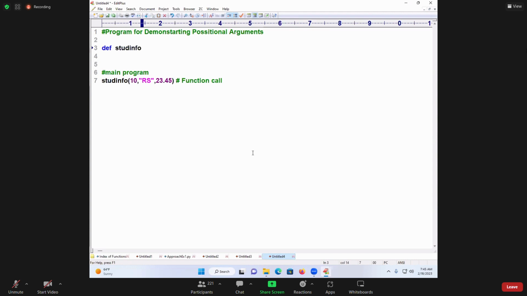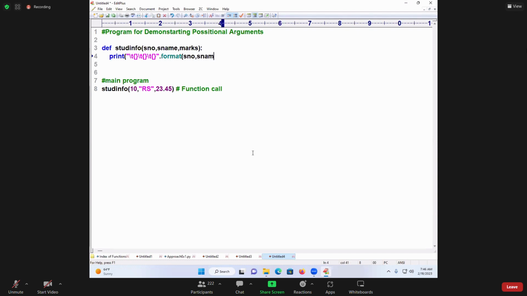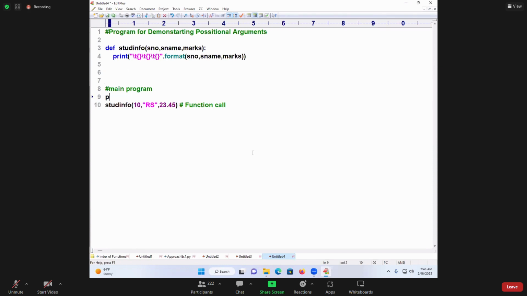Student info of what? SNO, SNAME, marks I will take. Take care, students. Now I am printing that as \t, and again I will write \t.format of SNO, SNAME, marks. I just wrote it. Done.